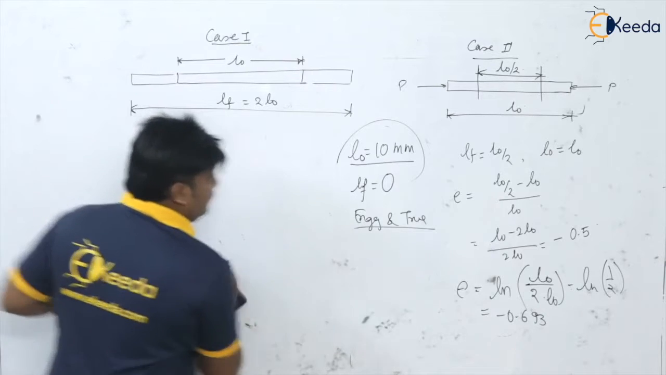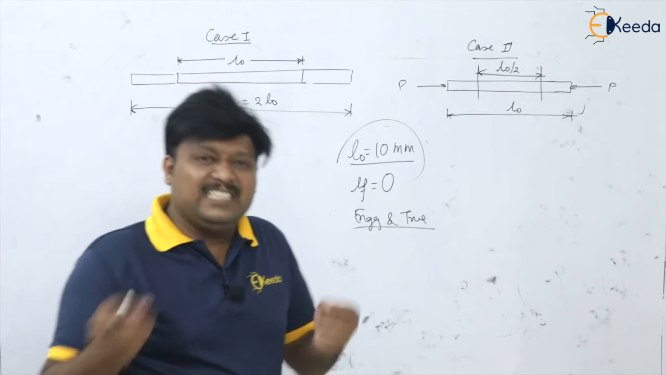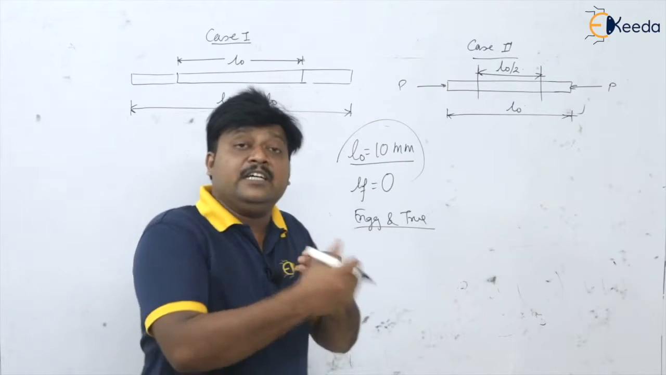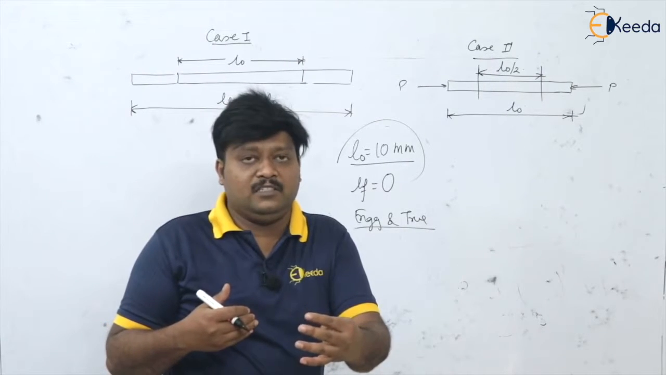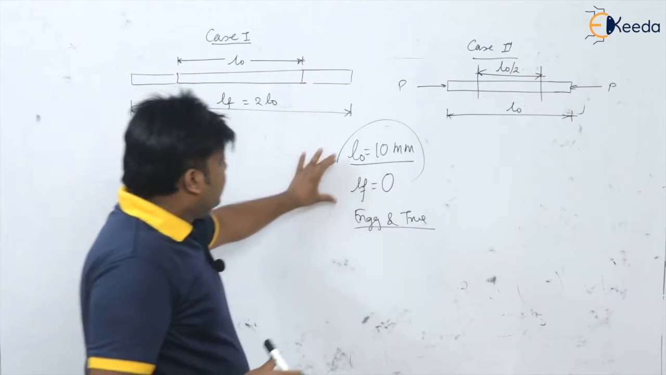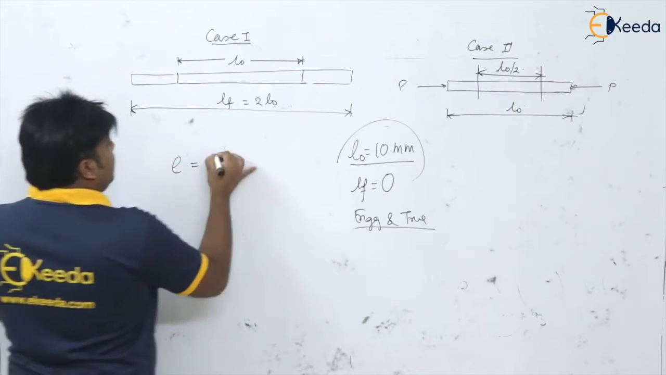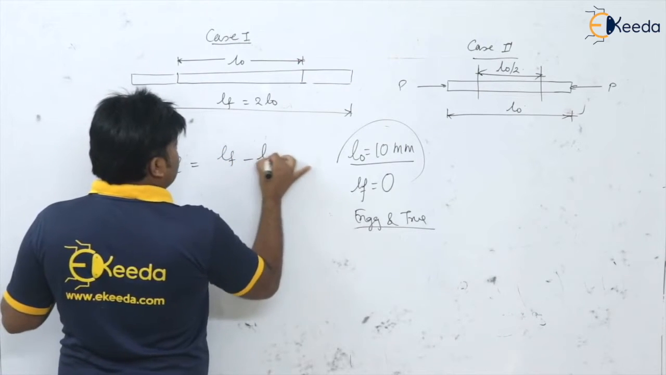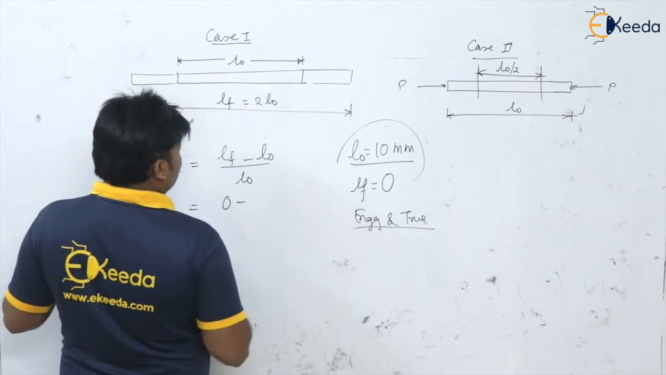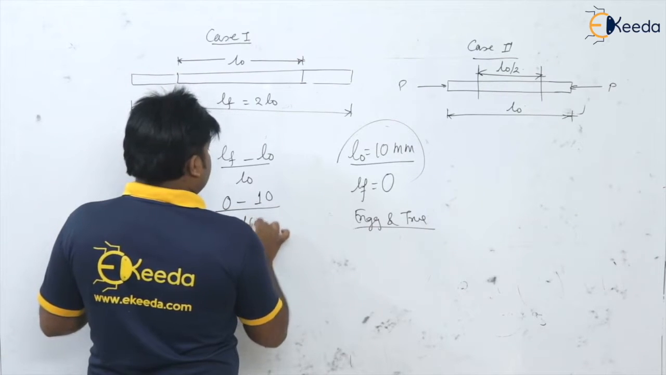So one thing is very much clear, dear students, that when the values of strains are very small, there is no huge difference between the engineering strain and the true strain. But let us see this example. I will first calculate the engineering strain. The formula is final length minus original length divided by original length. So final length was 0 minus original length 10, divided by original length 10.